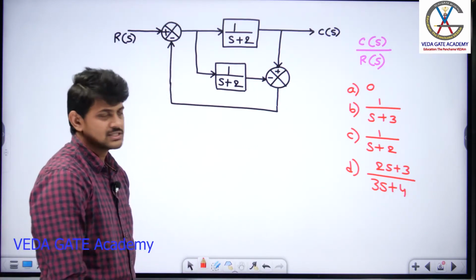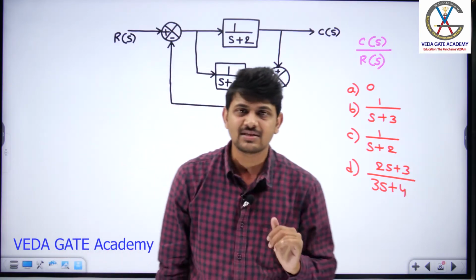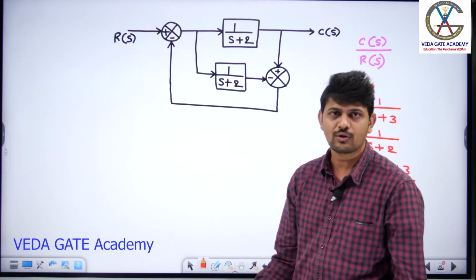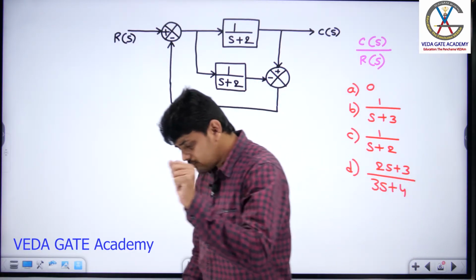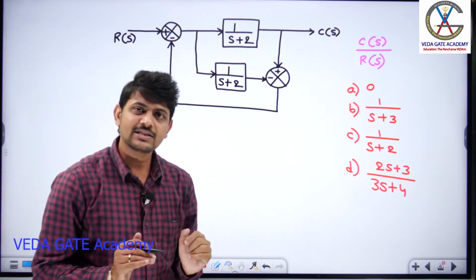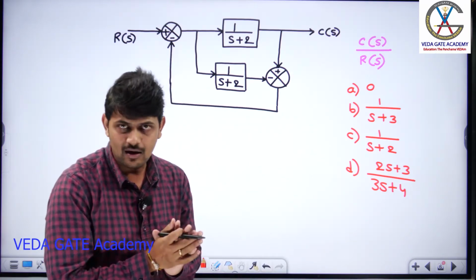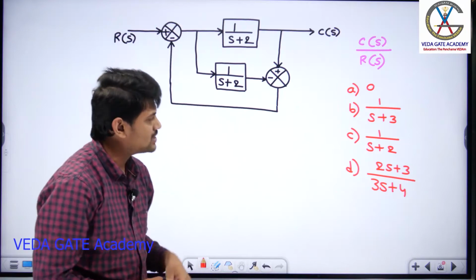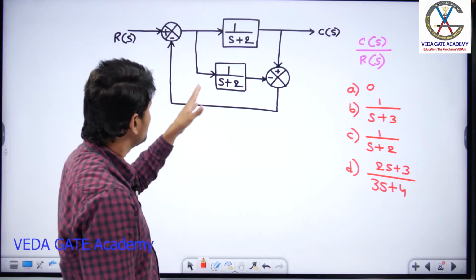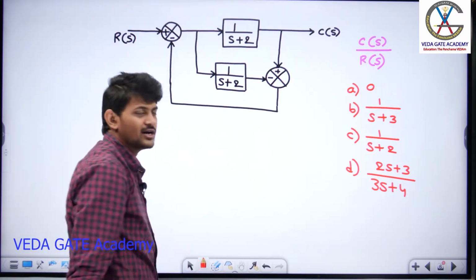Now, we'll first try to apply the student way of thinking. Suppose I don't know how to apply Mason's gain formula to this given block diagram. What generally the students will do is apply the block diagram reduction technique. In block diagram reduction, first we need to identify whether there are any blocks connected either in series or cascade, or in parallel. Now, if you observe here, this 1 by S plus 2 and this 1 by S plus 2 are both connected in parallel. Yes or no? Right? Because the input to both these blocks is the same. Output of both the blocks is connected to the same summing point.